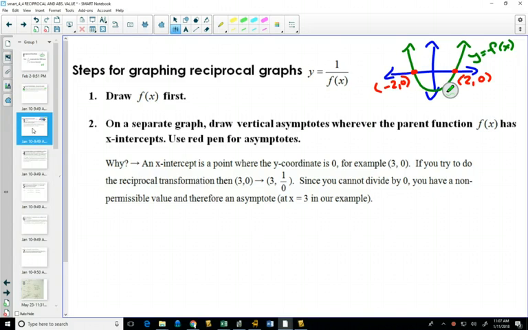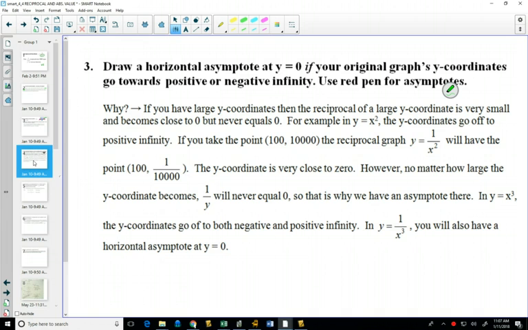So the first thing we're going to look at for a reciprocal graph is that any time our original graph had x-intercepts, we're going to draw asymptotes. So step 1, we're going to look at our original graph and draw asymptotes. Step 2, this is step 3. We're going to look at our original graph, and if our original graph y values get really big, either big positive values or big negative values, then we're also going to have an asymptote at y equals 0.